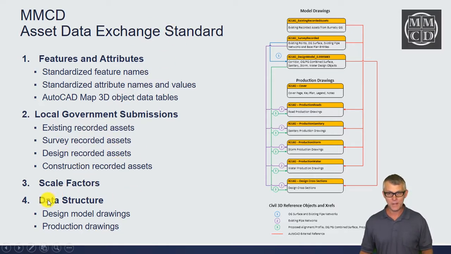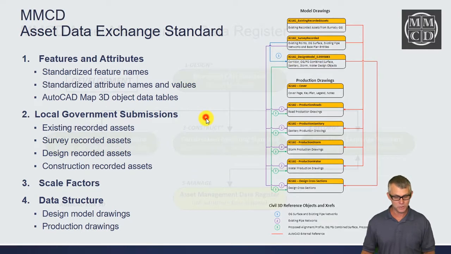And one of the big impacts to the designers is the data structure. I was mentioning the plan profile drawings as a historical emphasis for submissions. Now what we're saying is, let's create a design model drawing that contains all of your design, and then using the Civil 3D data shortcuts, reference objects, and AutoCAD XREFs, you can create a separate set of production drawings that source the data from the design model drawings. It's this design model drawing that contains all of the data and all of the attribution, and that's what would be submitted to the local government upon completion of the project.